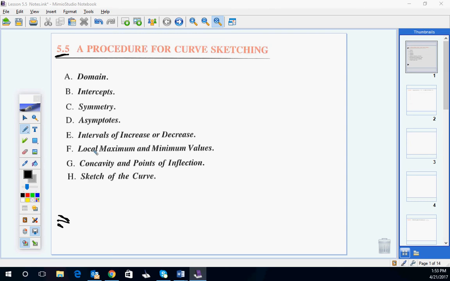Symmetry, is it symmetric or not, and where. Intervals of increase and decrease, which we know how to do from the first derivative. Local max and mins, concavity, and points of inflection, and then we'll sketch it. This is just our roadmap to curve sketching. Okay?